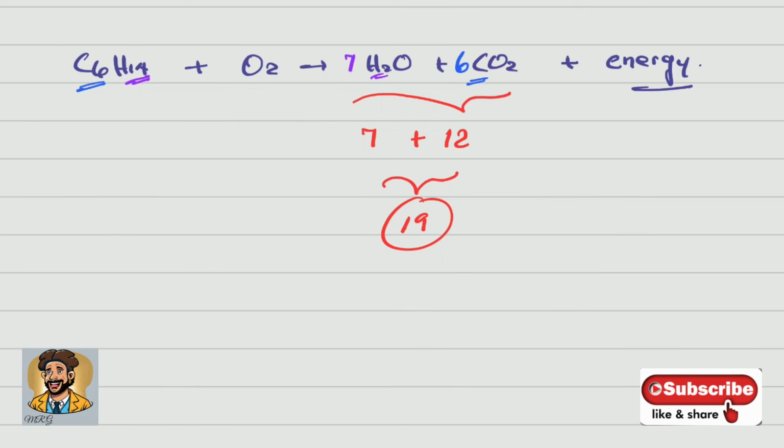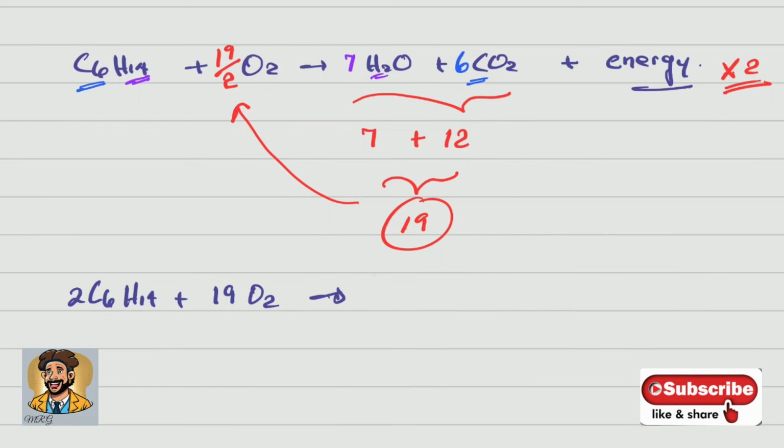Alright, so what we are going to do, we are coming back here to the reactant, and we write 19 divided by 2. Always we do that one. It's quite simple. And then to eliminate that fraction, we multiply everything times 2. Okay? And if you do that, the final answer is going to be 2 C6H14 plus 19 O2. The other side is 7 times 2 is 14 H2O plus 12 CO2 plus energy.